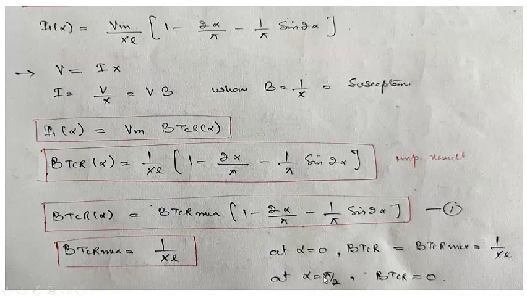When alpha is equal to pi by 2, this will be 1. This is 2 by pi into pi by 2, so 1 minus 1 is 0, and this is pi by 2, the 2 and 2 will cancel, sine pi is 0, so this will be 0. That means BTCR of alpha will be 0, there will be no current flowing through it, or we can say it is offering infinite reactance, it is an open circuit.